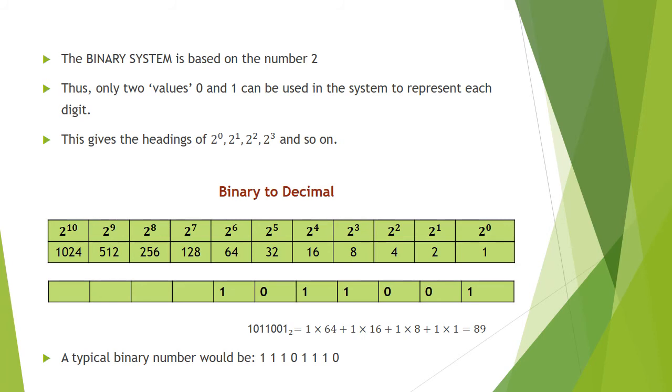So the way we write 1, 2, 4, 8, 16, 32, 64, and so on in normal numbers, we don't write in the same way when writing in binary system. For the table that you're seeing in front of you right now, the typical binary number for this would be 11101110.